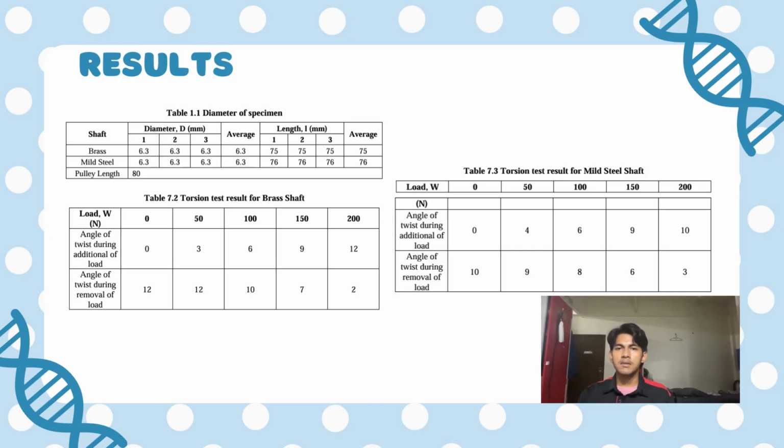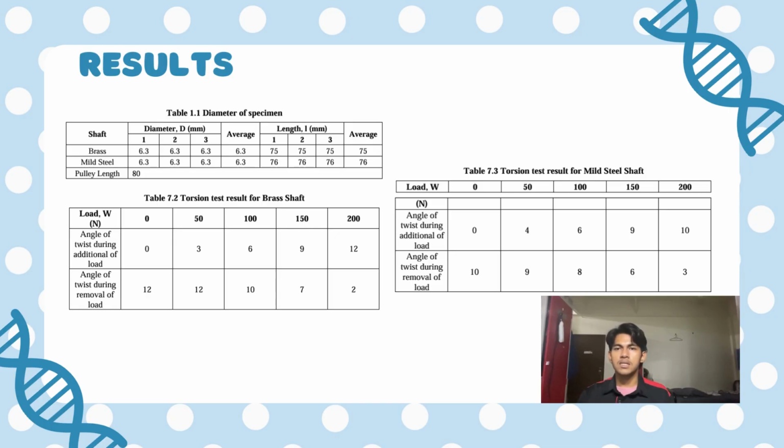For the brass diameter, first location is 6.3 millimeter, second location is 6.3 millimeter, third location is 6.3 millimeter. The average for diameter will be 6.3 millimeter. For the brass length, first measurement is 75 millimeter, second measurement is 75 millimeter, third measurement is 75 millimeter. The average for length will be 75 millimeter.